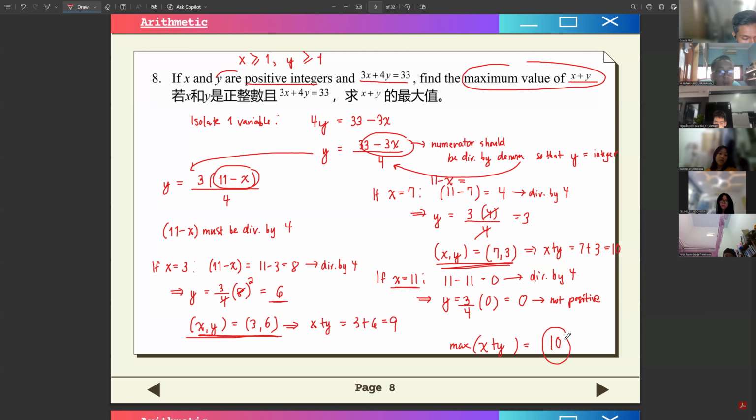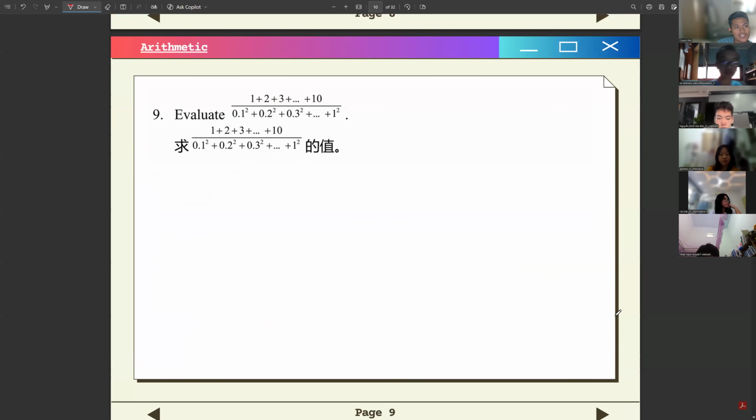Okay? Okay, if there are no questions, let's continue. Evaluate this expression. What do we notice from the numerator?